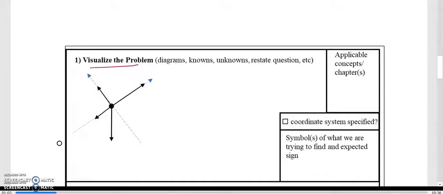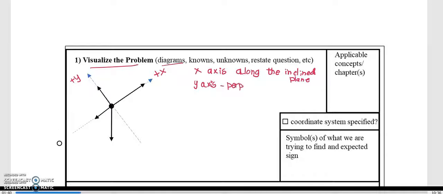Now let's start by visualizing the problem. So let's draw a free body diagram. Before that, let's define the positive x direction and positive y direction. As you can see, I have already drawn the free body diagram. So let me explain the x-axis. The x-axis is along the inclined plane, and the y-axis is perpendicular to the inclined plane. I have taken up the inclined plane as the positive x-axis, and the y-axis is perpendicular to the inclined plane.